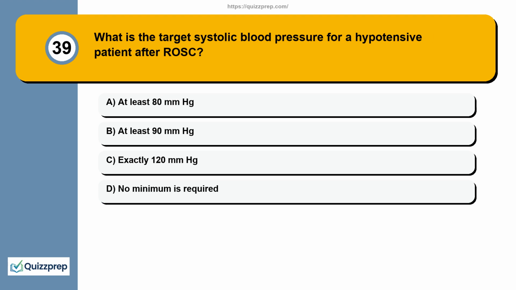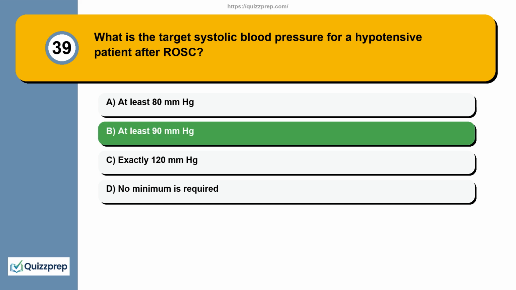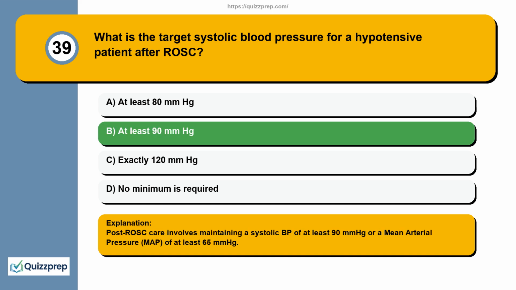Question 39. What is the target systolic blood pressure for a hypotensive patient after ROSC? At least 80 mm Hg, at least 90 mm Hg, exactly 120 mm Hg, no minimum is required. Post-ROSC care involves maintaining a systolic BP of at least 90 mmHg or a mean arterial pressure, MAP, of at least 65 mmHg.